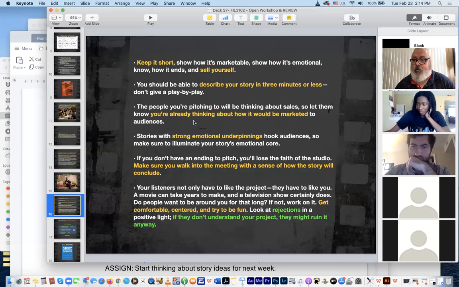You should be thinking about how your story might be marketed, even if it's not your responsibility to handle the marketing. You should have some sense, for instance, of what audience your concept appeals to, and how you might appeal to that audience to get them to watch your show or subscribe to your show.